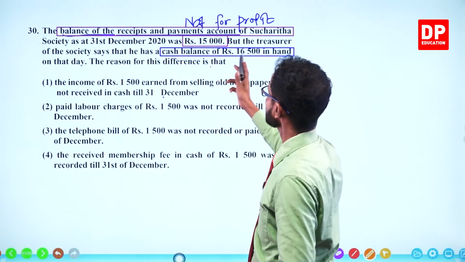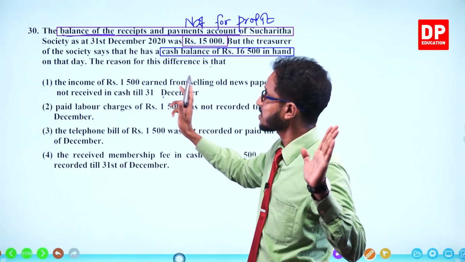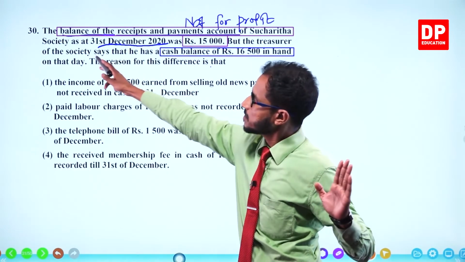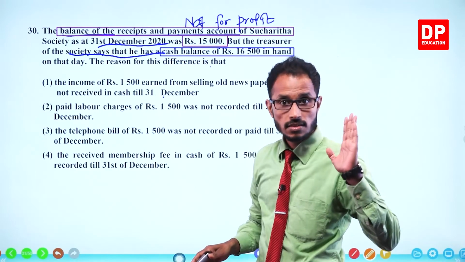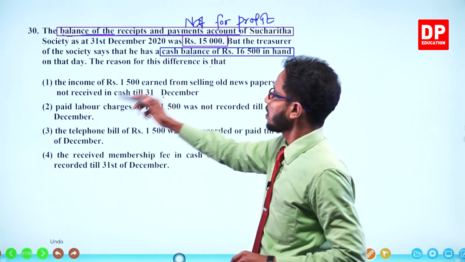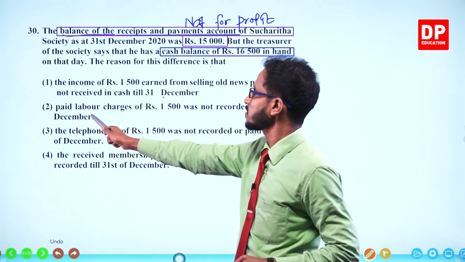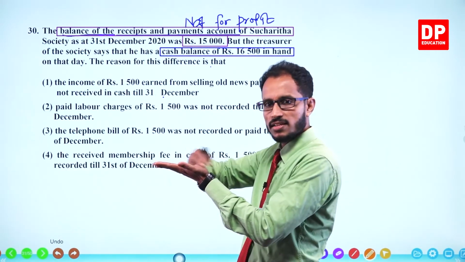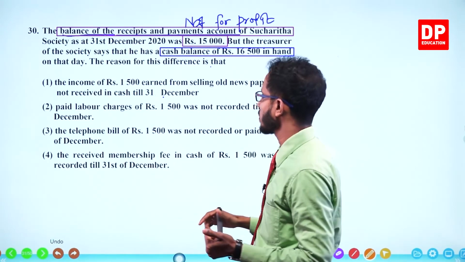He has a cash balance of 16,500 in hand on that day, right? As at 31st December, the treasurer says he has 16,500. Okay. Paid labor charges 1,500 was not recorded till 31st of December. If paid from the treasurer's hand, that 1,500 has gone, so we cannot have this extra.